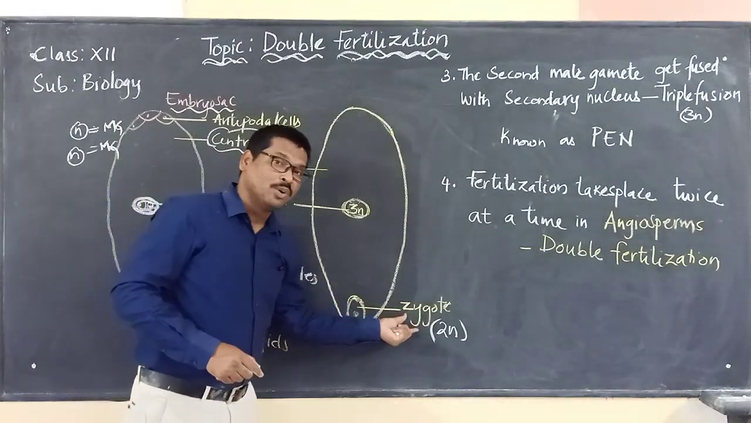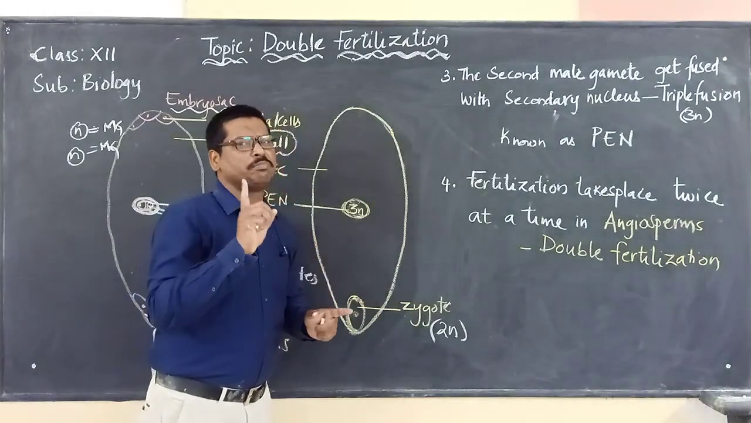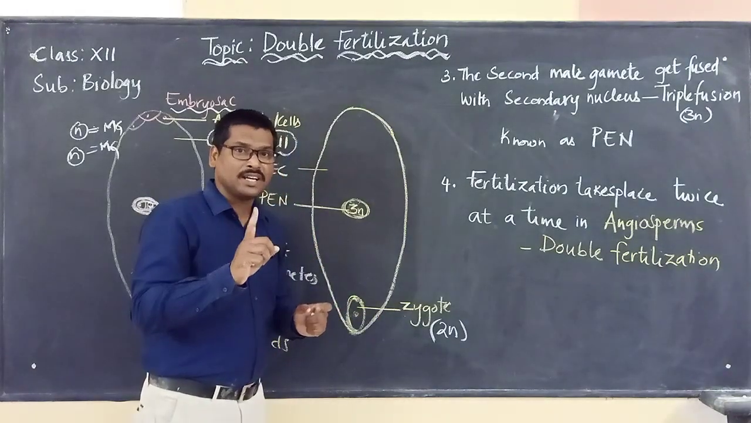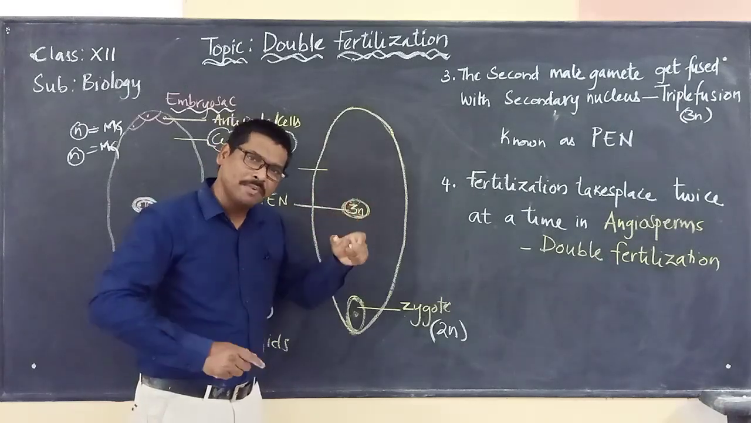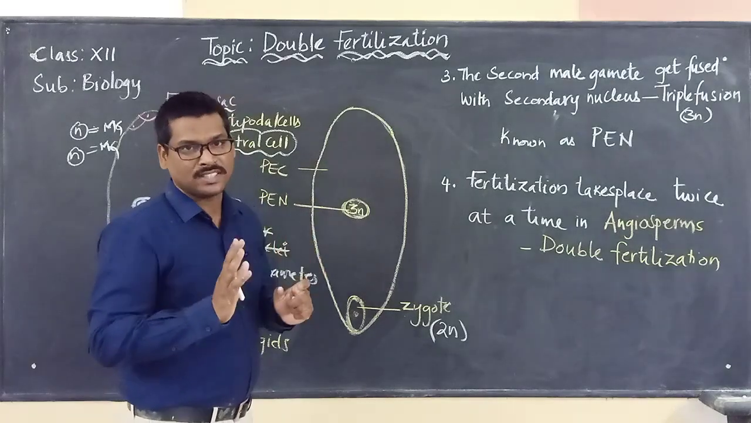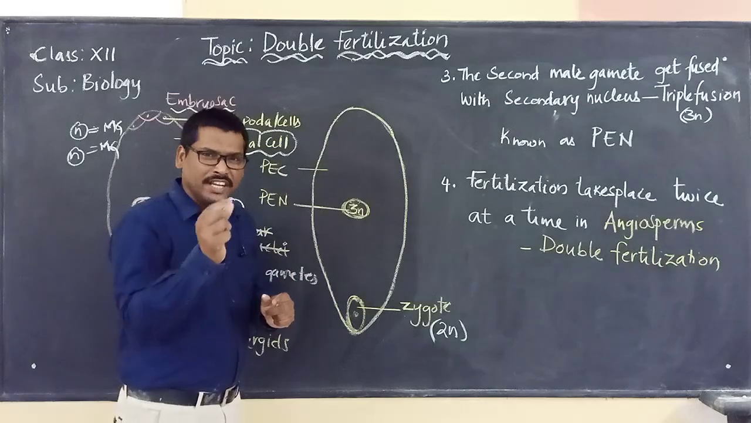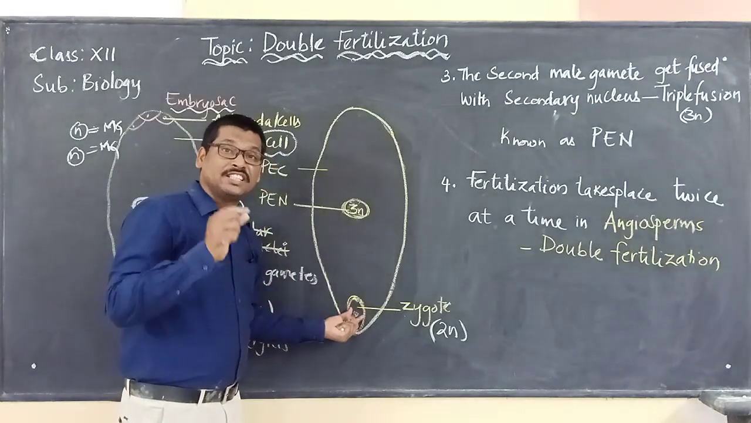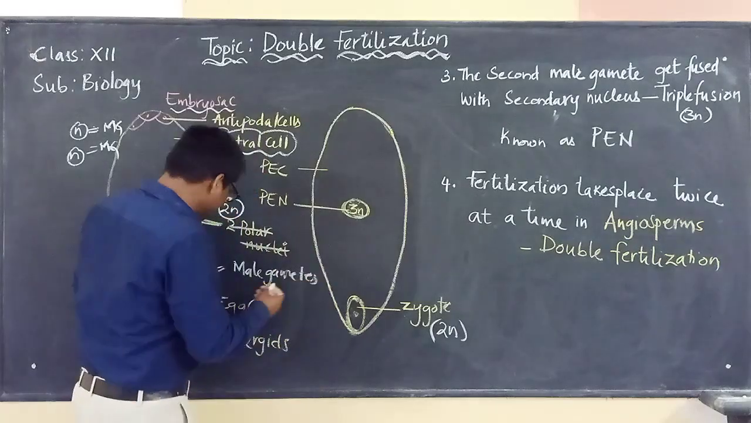Remember, the zygote enters into a dormant stage. Very important point. Dormant stage means a period of rest. It will not continue to develop into an embryo immediately; it is dormant for a short period of time. Now we will see about the second male gamete.